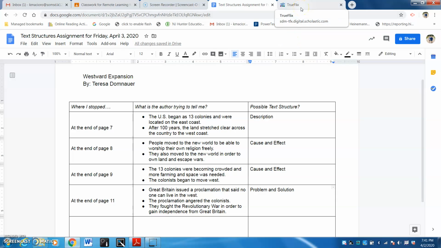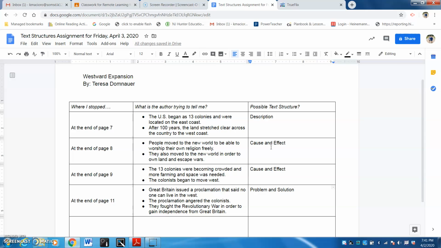So you see how I chunked my reading. I wrote down in this column where I stopped. Then in the middle column, I wrote down the facts that I learned. What was the author trying to tell me? And then in this third column, I wrote down possible text structures.